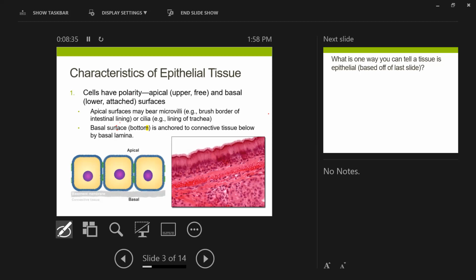The top is called the apical surface. The bottom is called the basal surface. The basal surface is what is anchored to the basement membrane. And the apical surface is actually facing outward.